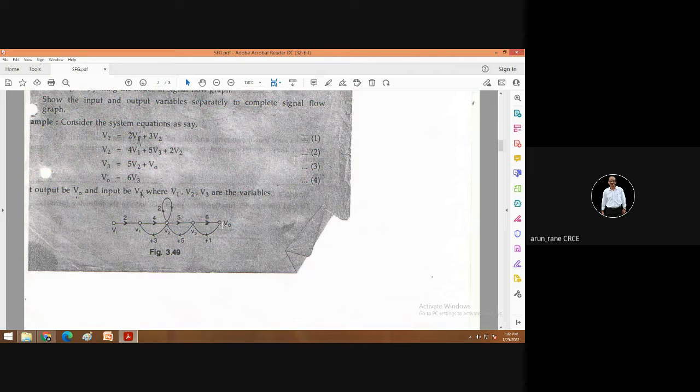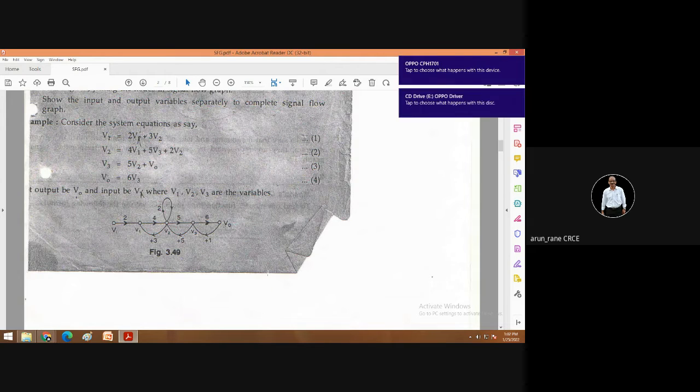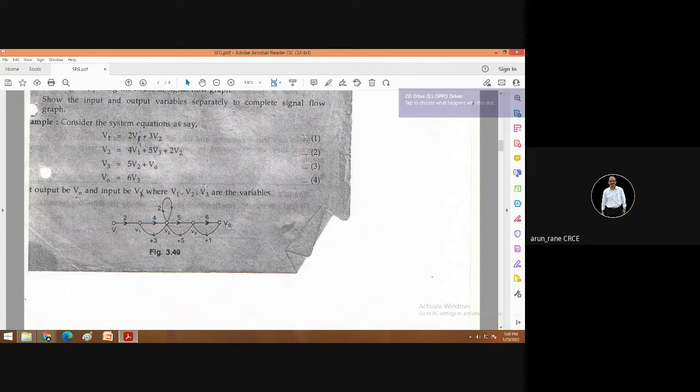Okay, so this kind of question will be asked, and of course you have to find out the gain. So V1, V2, V3. Is this clear? From these equations, these are the given system equations, and from this you have to draw this signal flow graph.